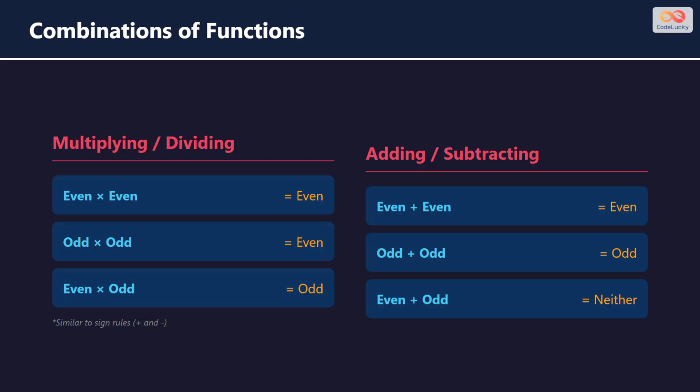It is helpful to know how these functions interact. Multiplying two even functions or two odd functions always gives an even result. Multiplying an even by an odd gives an odd result. For addition, adding two of the same type preserves the type, but adding an even function to an odd function results in no symmetry, or neither.